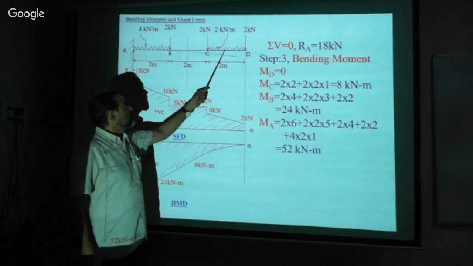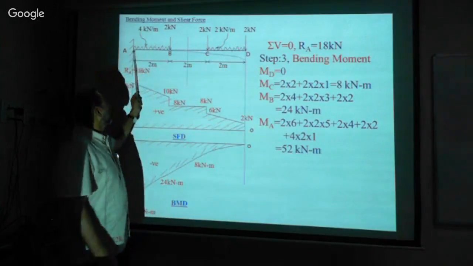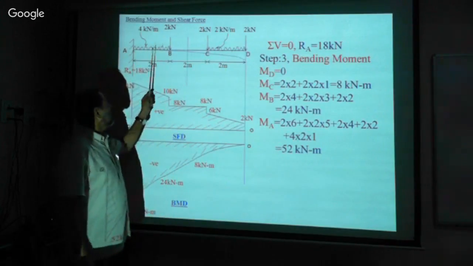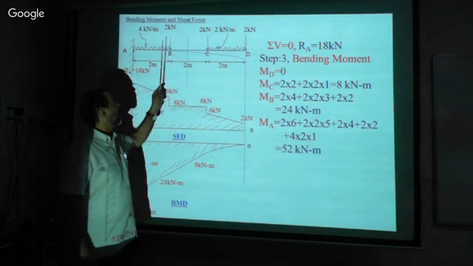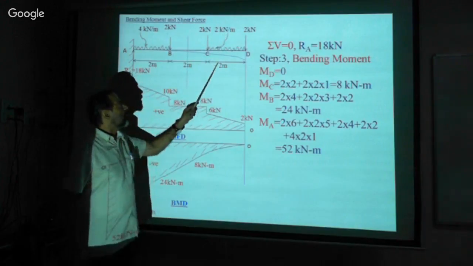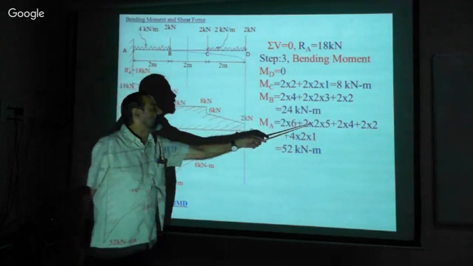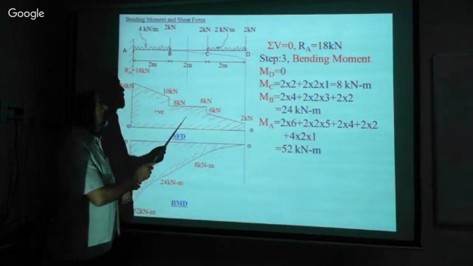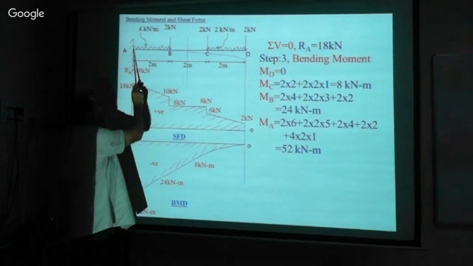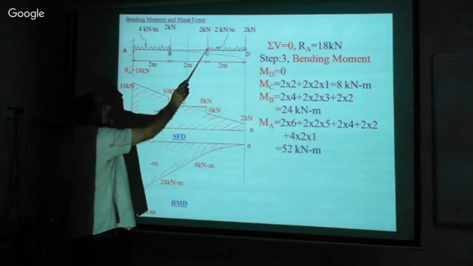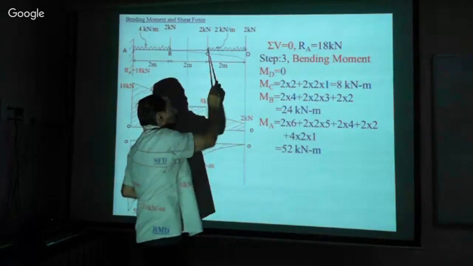Plus the second force, that is 2 into 2, at a distance 5 meter. That is 2 plus 2 plus 1. It is assumed that it is acting at the center. That is therefore 2 multiplied by 2 multiplied by 2 at a distance 5 meter. That is 2 plus 2 plus 1, that is 5 meter. And similarly, another force, that is 2 kilonewton. That is 2 plus 2, 4 meter with respect to A, from here to here it is 4 meter. Therefore, 2 kilonewton into 4 meter.